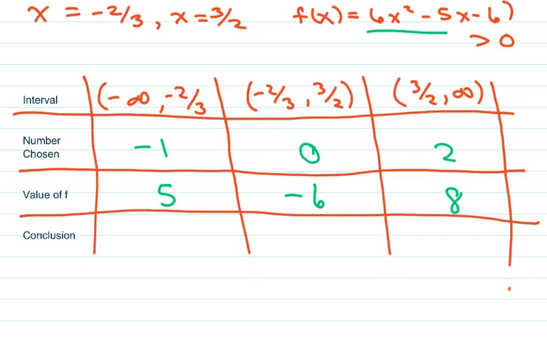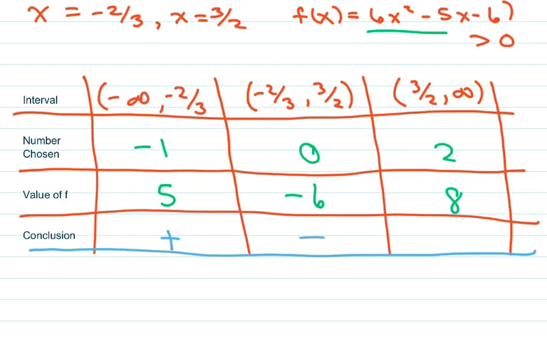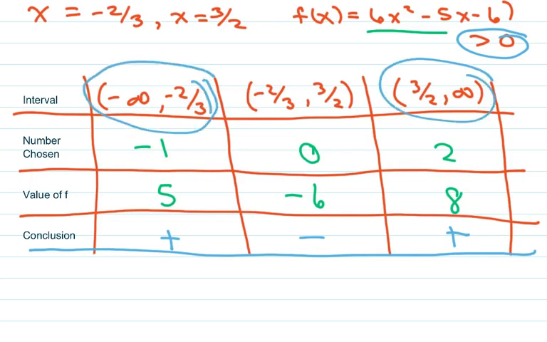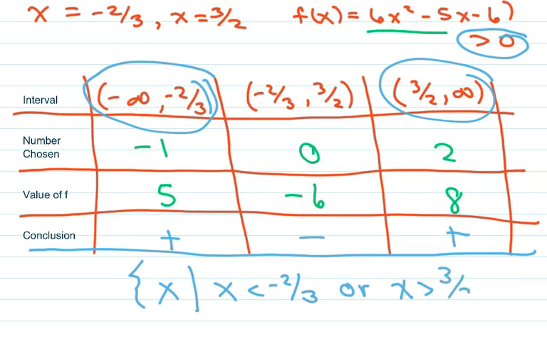Therefore, our conclusion is, 5 is a positive number, negative 6 is negative, 8 is positive. We want positive, so we're going to pick this interval and this one. So our solution set is x, such that x is less than negative 2/3, or x is greater than 3/2.